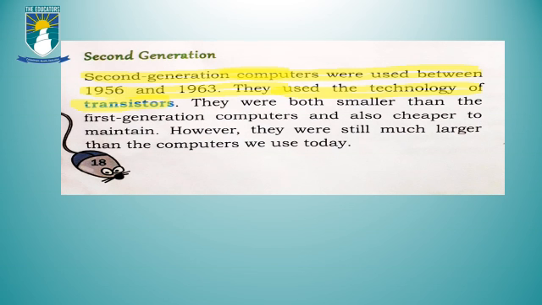Now we are reading the generation of computers. Second generation computers were used between 1956 till 1963, and the second generation used the technology of transistors.